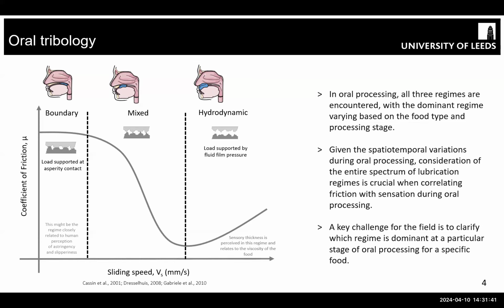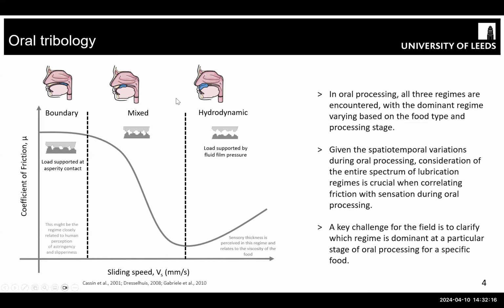And finally, in the case of the boundary regime, it's essentially when we have some residues of food, or what we call the boundary film. This boundary lubrication is characterized by the presence of a layer of residue on the tongue and the palate that does not participate in the hydrodynamic flow of the bulk food.